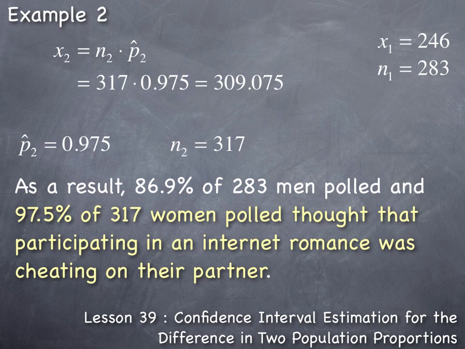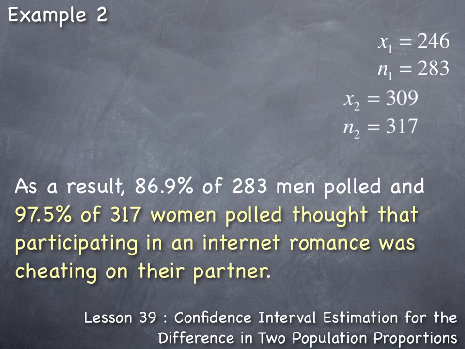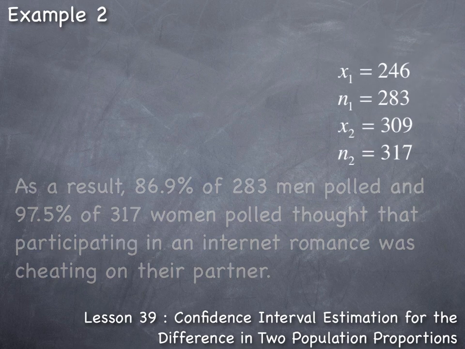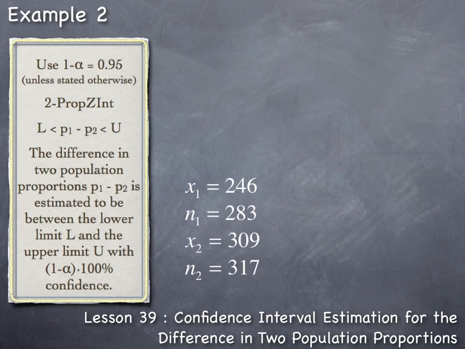In this case, X2 equals 317 times 0.975 equals 309.075. Again, X2 is the data value, which is a count, which is discrete and must be a whole number only. So we round off this result, X2, to 309. So now that we have our data values, we can use them in the TI-84 calculator's 2-PropZInt command to construct our confidence interval estimate.